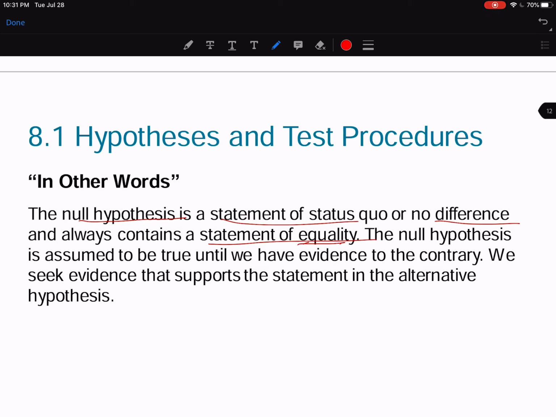It could be a two-tailed test. If it's a two-tailed test, then we're going to have the parameter is not equal to some value in the alternative hypothesis. If it's a left-tailed test, we're going to have the parameter is less than some value in the alternative hypothesis. If it's a right-tailed test, we're going to have the parameter is greater than some value in the alternative hypothesis. So we're going to see examples of all 3 tests.